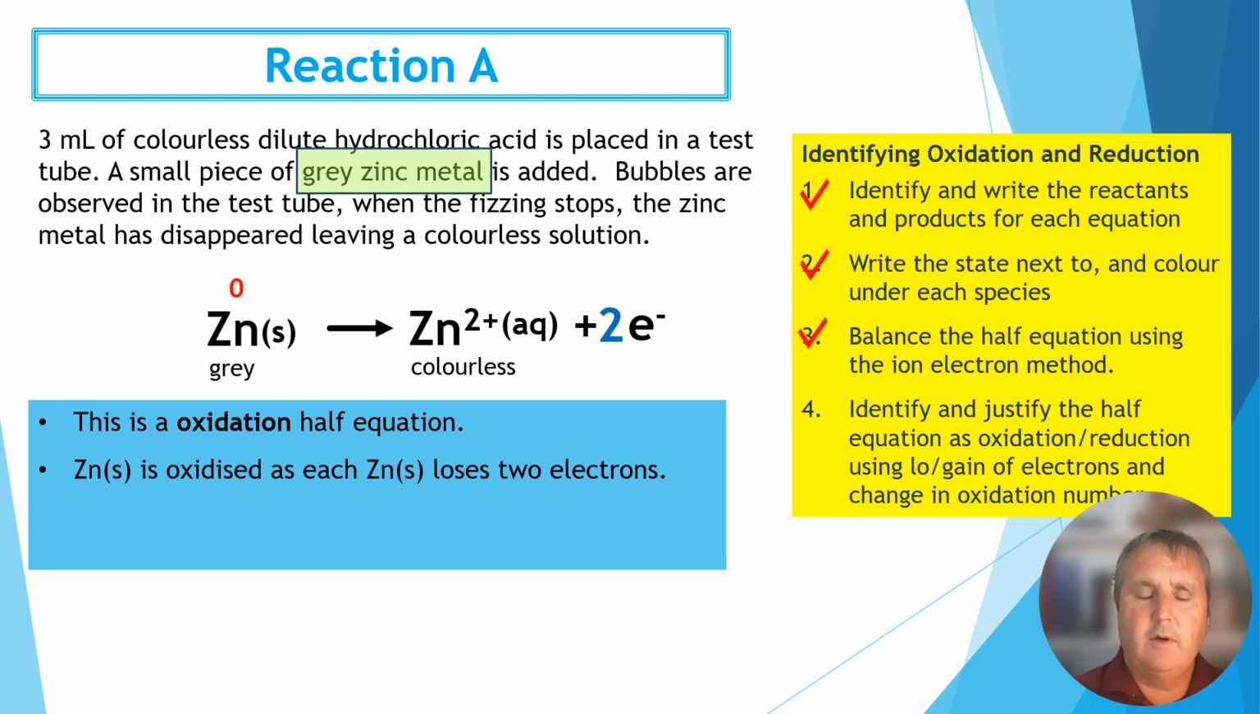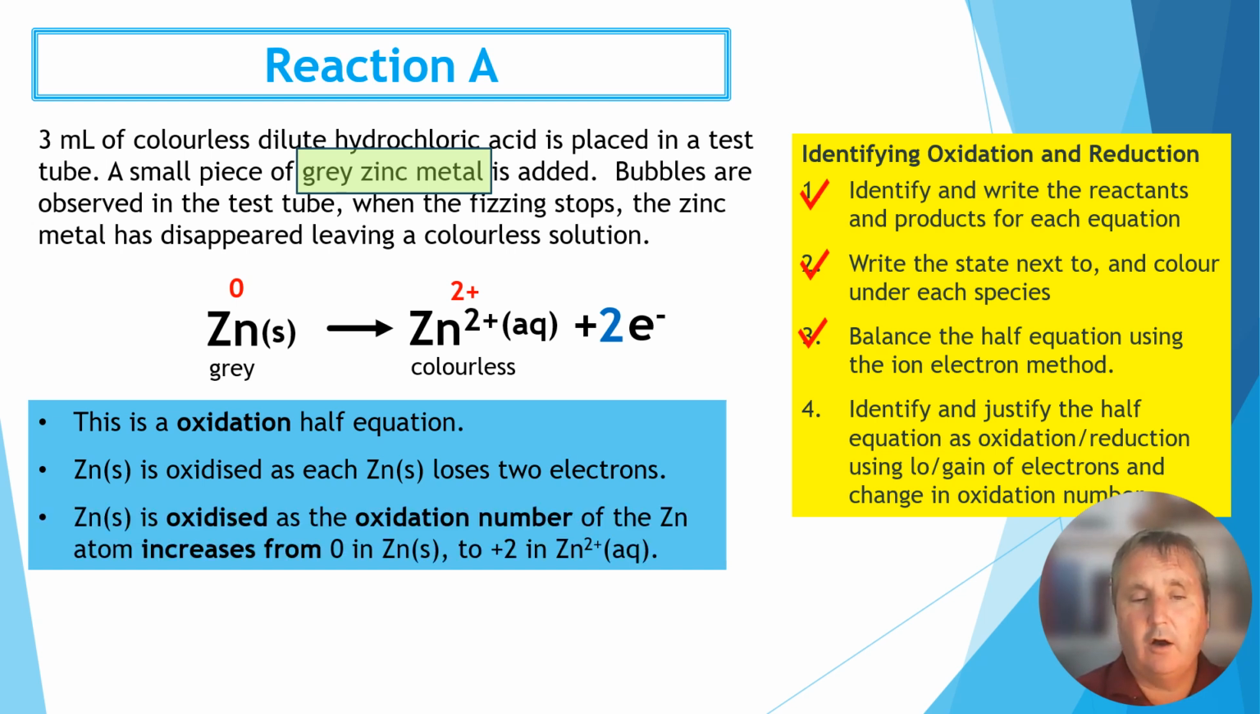The next step is to use oxidation numbers. The oxidation number for zinc, because it's an element, is 0, and for zinc 2+, its oxidation number is +2. If we are going to justify using oxidation numbers, we're going to say that the zinc metal, or zinc solid here, is oxidized because the oxidation number of the zinc atom changes from 0 in the zinc metal to +2 in the zinc ion.